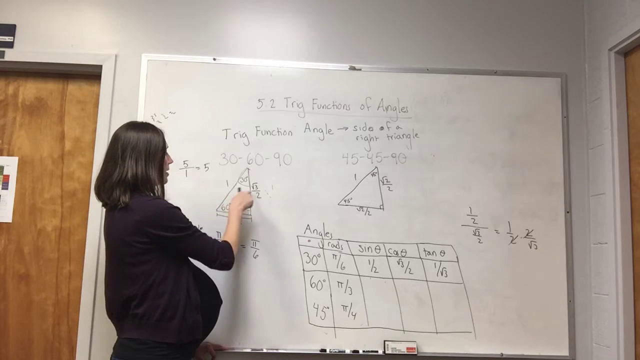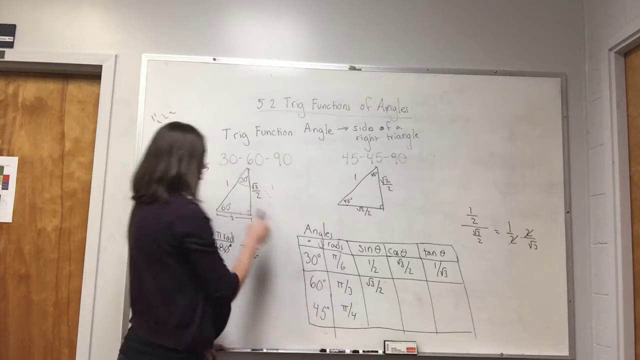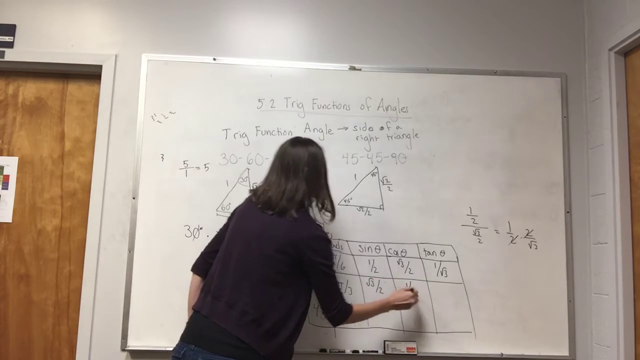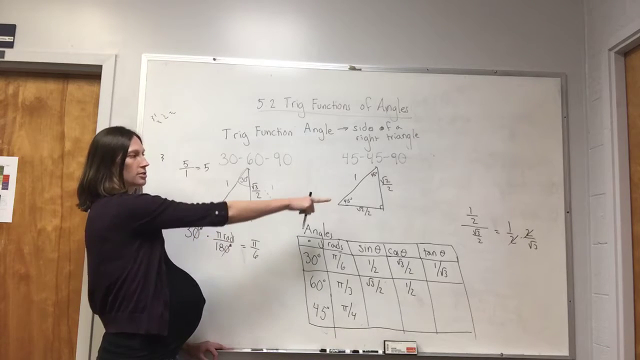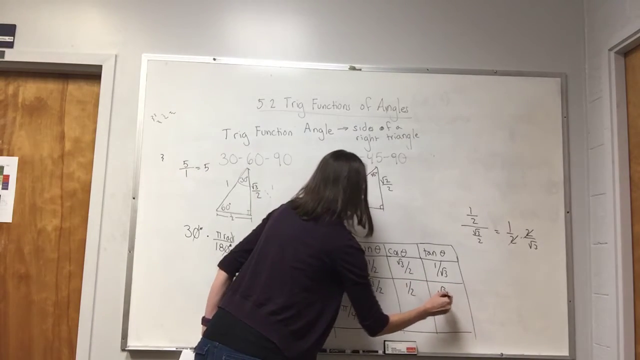All right, I think we can move a little quicker through 60 degrees. Sine, opposite over hypotenuse, root 3 over 2. Cosine of 60 degrees, adjacent over hypotenuse, 1/2. Tangent, opposite over adjacent. The 2's are going to cancel the same way they did over there when you multiply by the reciprocal, just root 3.